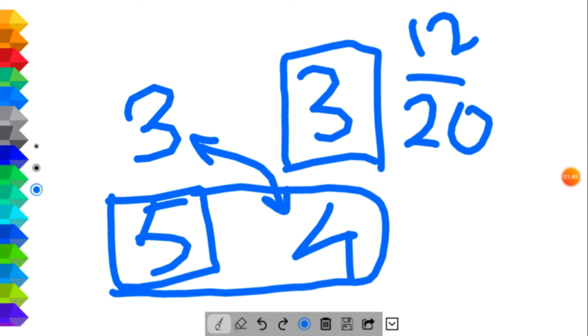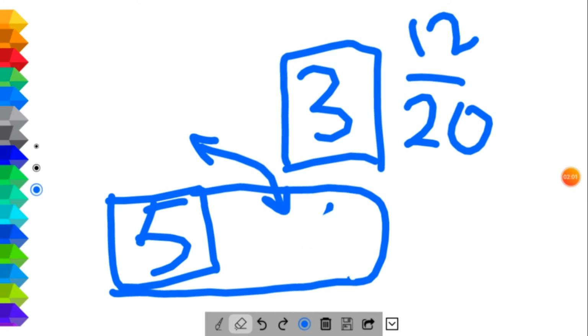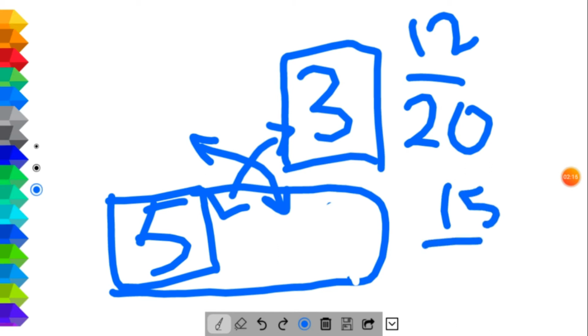Then we can erase these two numbers, the 3 and the 4, and we'll only worry about the 5 and 3. Like before, we have to multiply the 5 by the 3. If you can do that in your head, you get 15. And then it would be the same denominator, so it would be 15 over 20.